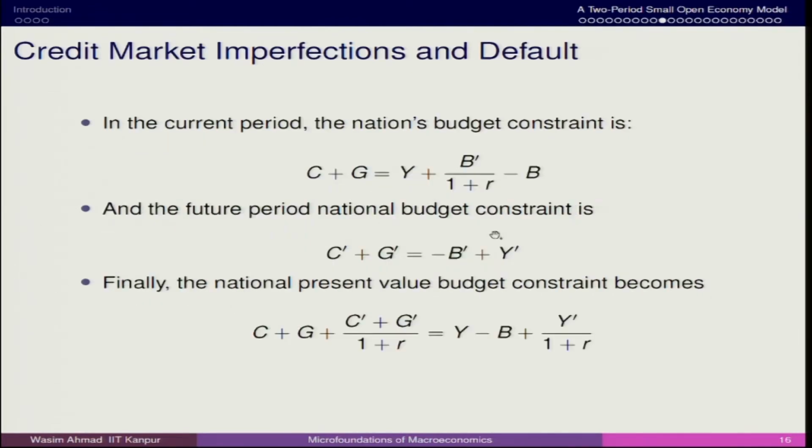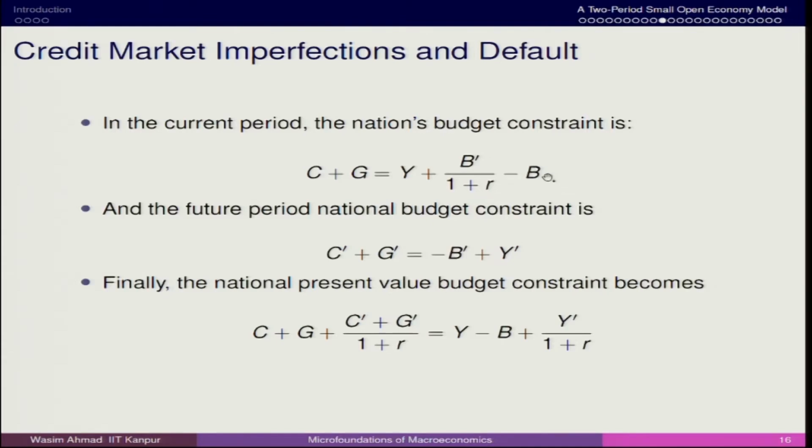This is how it looks: in the current period the budget constraint will be like this. C plus G is equal to Y plus whatever amount this country is going to borrow in the future, in present value terms, minus whatever the debt amount is.